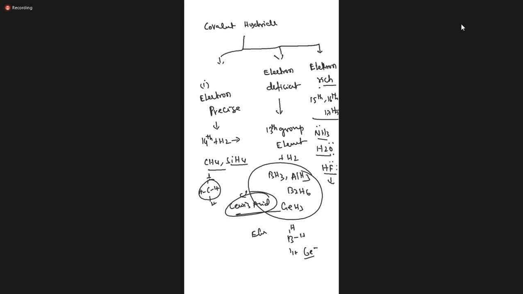After that, interstitial hydrates. The last one is metallic hydrate, otherwise called interstitial hydrates. What is the meaning of interstitial hydrates? D block elements combine with hydrogen to form metallic hydrates, otherwise called interstitial hydrates. Even D block elements and lanthanides give rise to interstitial hydrates, otherwise called metallic hydrates.